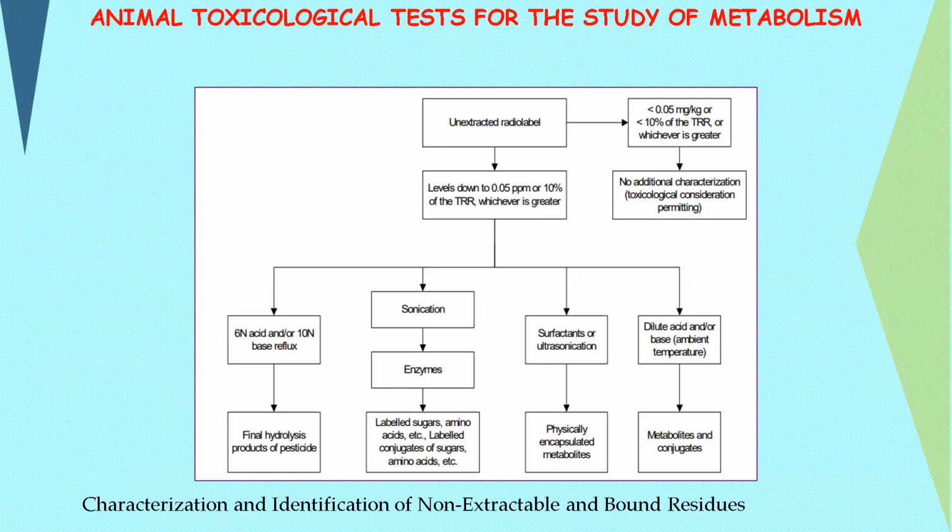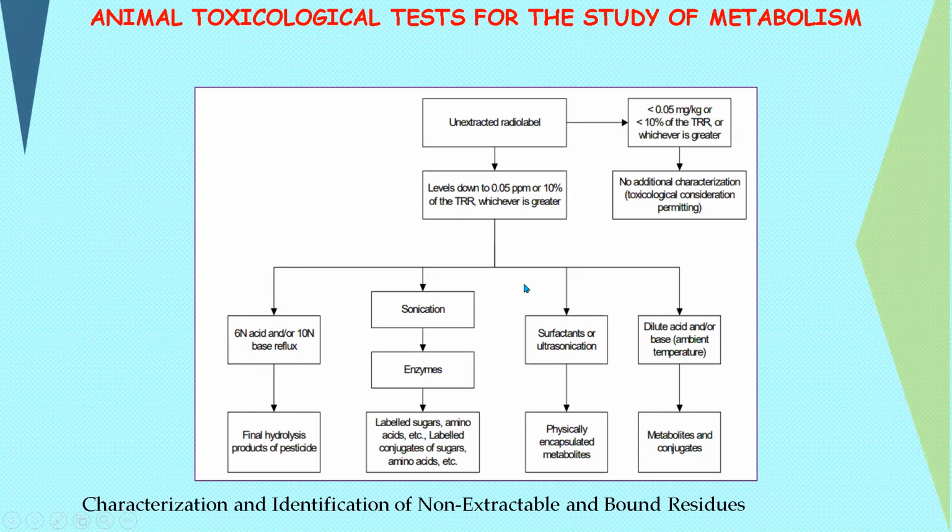So here there is a flow chart showing how characterization and identification of non-extractable and bound residues is done. You can see that if unextracted radiolabeled material is less than 0.05 milligram per kg or 10% of the residue concentration, or greater, then no additional characterization is required. That's as per the guidelines. Levels down to 0.05 parts per billion, or 10% of the residue level, whichever is greater, then you have to go for a variety of characterization.